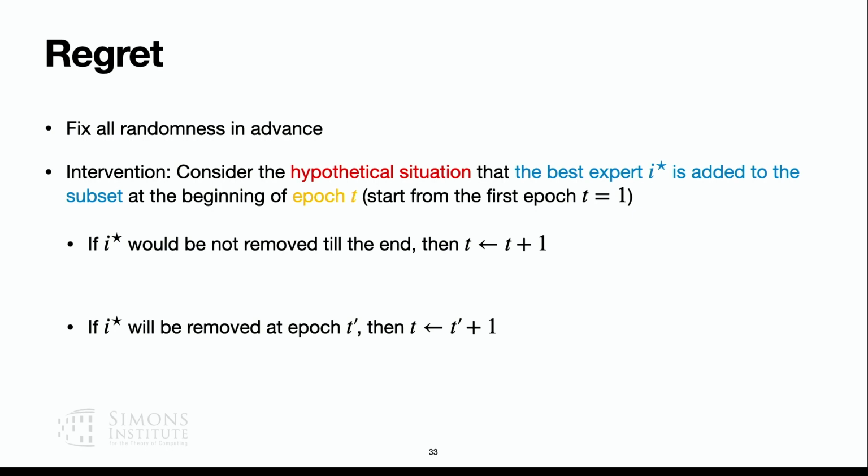There are two possibilities. One, the best expert survives till the end. Two, expert i star will be removed by this expert sketch at some future epoch, let's say t prime. In the first case, i star survives, I'll just move to the next epoch, and I'll say this epoch is a bad epoch. For the second case, i star is removed at some future point. I'll call the epochs between t and t prime good epochs, and I'll start from t prime plus 1, the epoch after it's been removed. This is the definition of bad and good epochs.